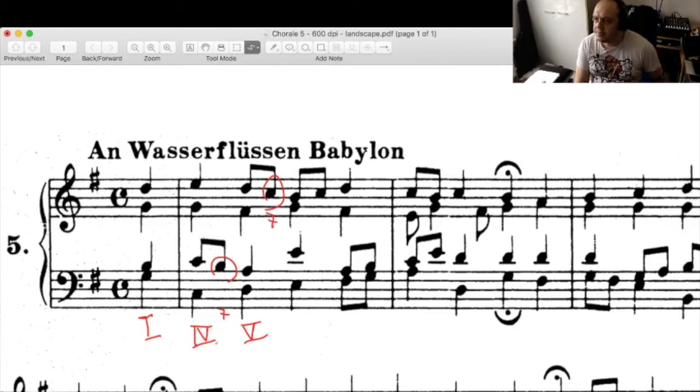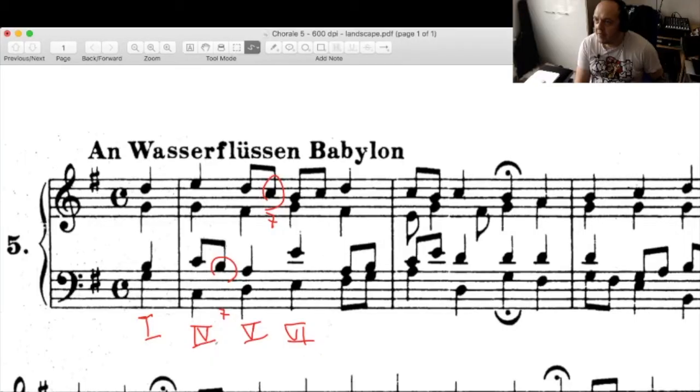Now this is 6. 6. E minor. Going to chord 4 in first inversion on the second quaver of beat 3, right there. 5 again. Going to 5 in first inversion. Yeah, let's indicate the inversion.